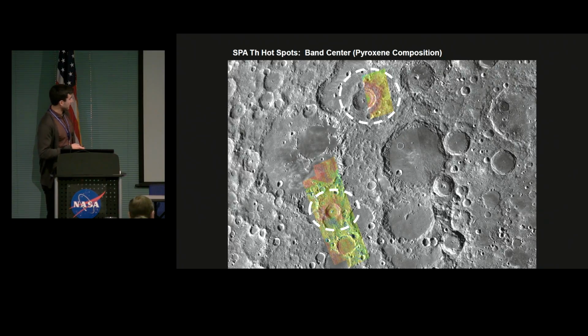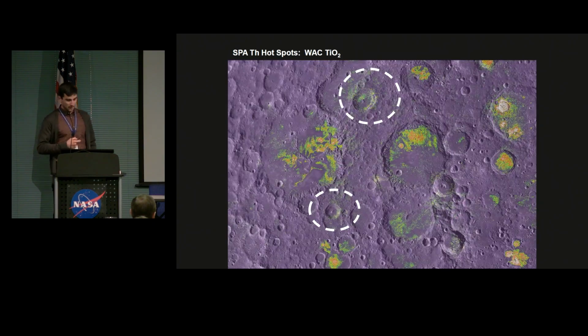So I wanted to look at a few more pieces of data to see if these kind of small-scale, creepy basaltic intrusions could be explaining the hotspots. So one thing I looked at was the WAC titanium maps, which were discussed several times earlier today.